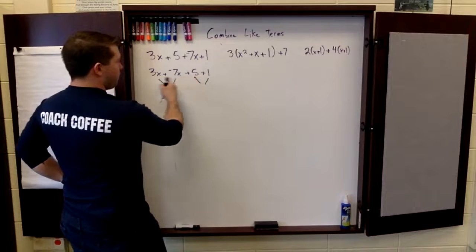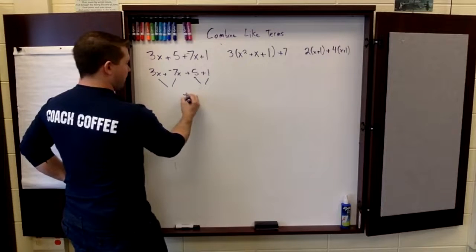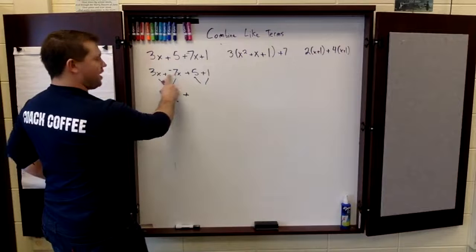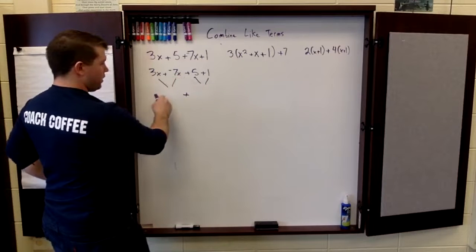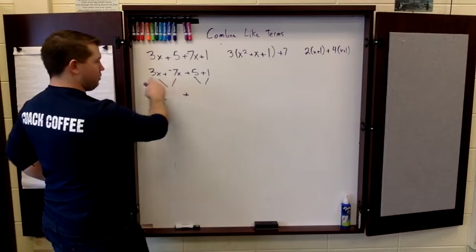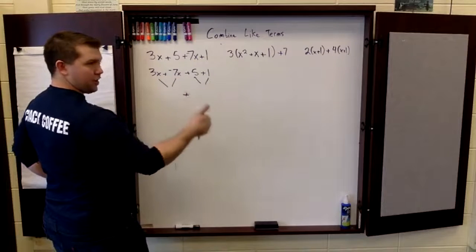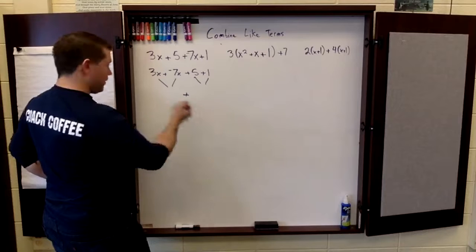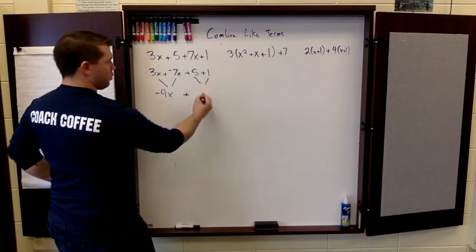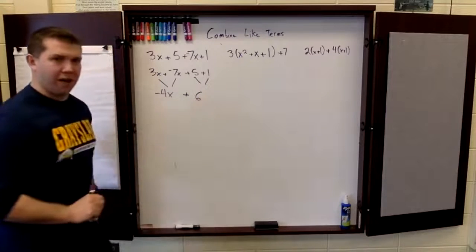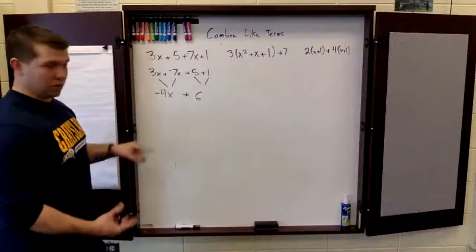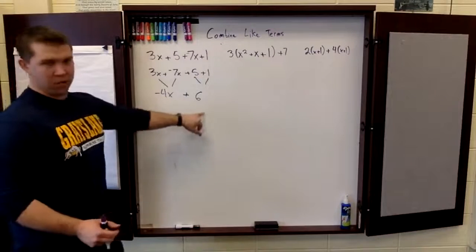Everything is in addition mode here, so I'm going to bring down the addition sign. I have 3x plus negative 7x. So I'm at 7 in the negative, and I'm going to add 3 to that. So negative 6, negative 4. I have a negative 4x plus 5 plus 1, which is 6. This is my simplified expression. I've combined like terms, and I've made this a little bit easier to work with. So I'm dealing with just negative 4x plus 6.